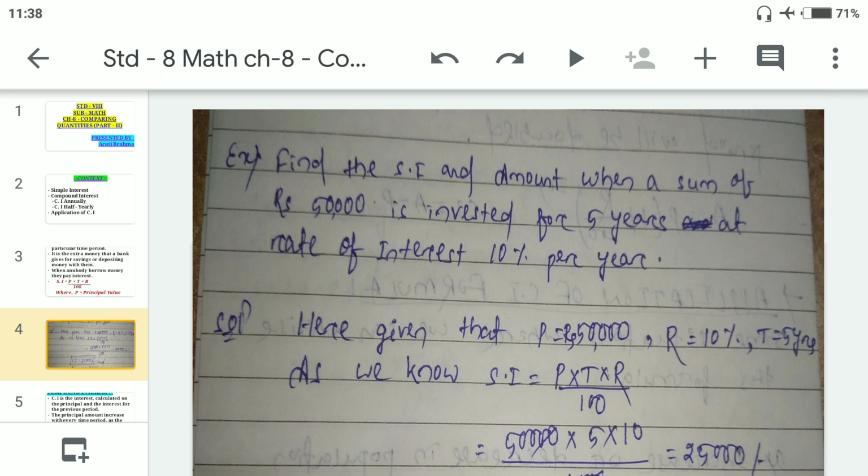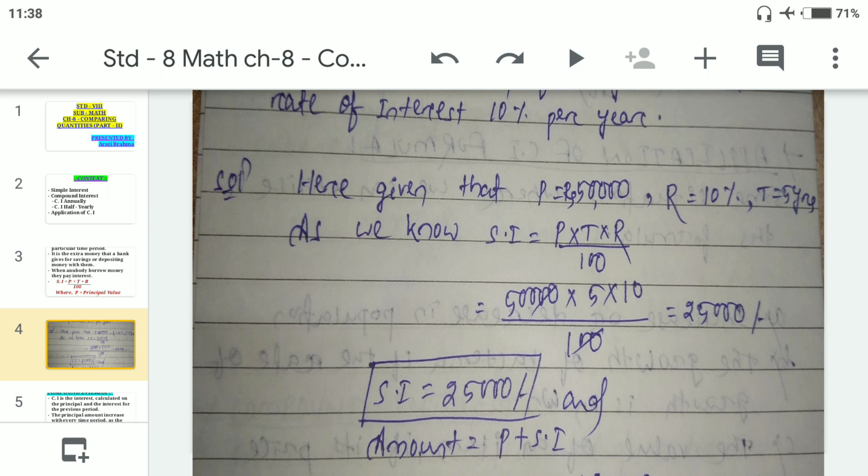Let's say find the SI and amount when a sum of rupees 50,000 is invested for 5 years at a rate of interest 10% per year. So here the principal value is 50,000, rate of interest is 10%, and your time period is 5 years. And you know the formula, SI equals P into T into R divided by 100. So instead of P you can put 50,000, instead of T you can put 5, and instead of R you can put 10.